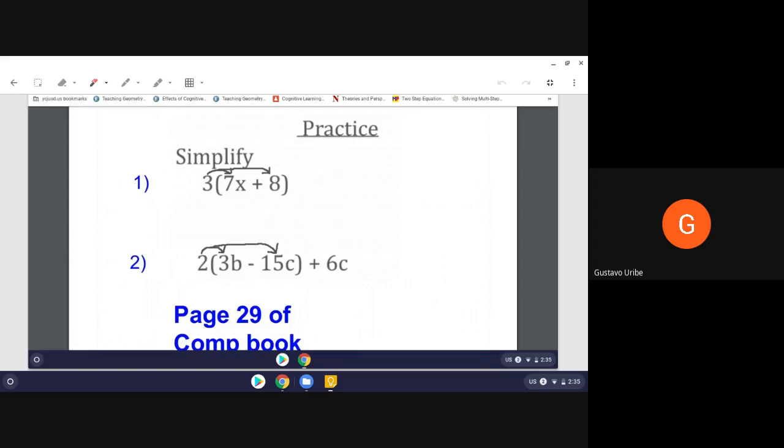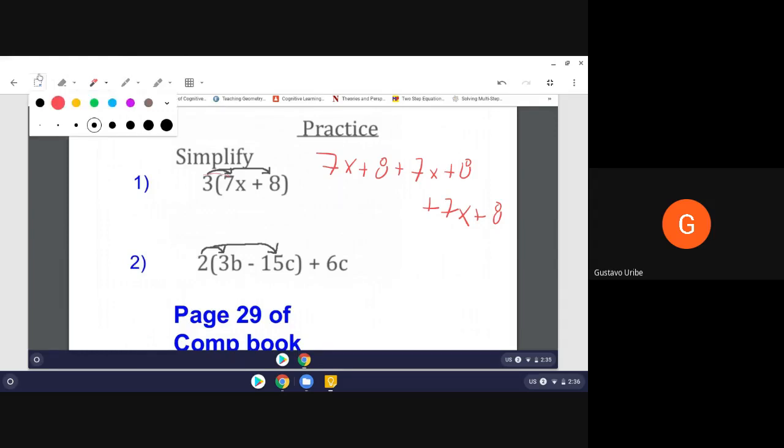And I want us to do number 3. Remember, I have 3 orders of 7x plus 8. This is like if I wrote this out 3 times. So 7x plus 8, that's once. It's twice. And that's 3 times.